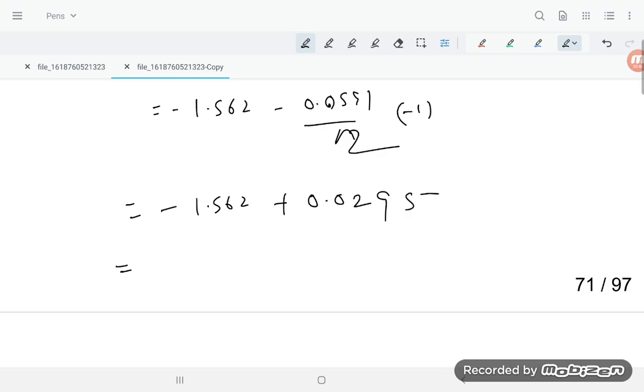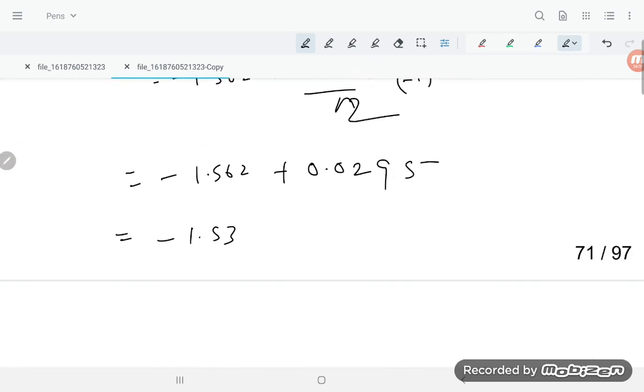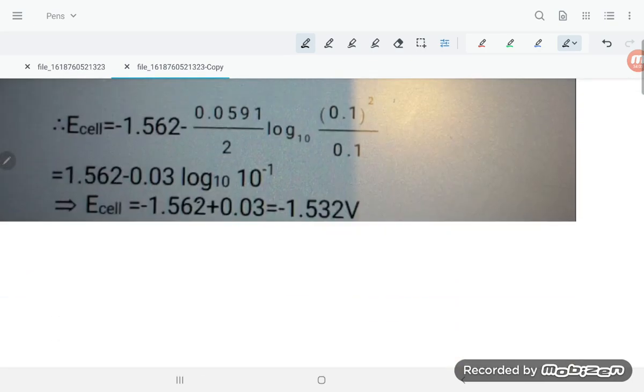1.562 minus 0.0295. So it is coming to be minus 1.53. Minus 1.53, minus 1.5. Option number 1 is coming. Option that is correct.